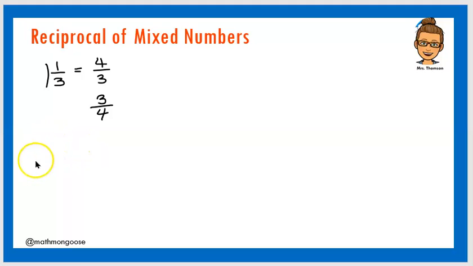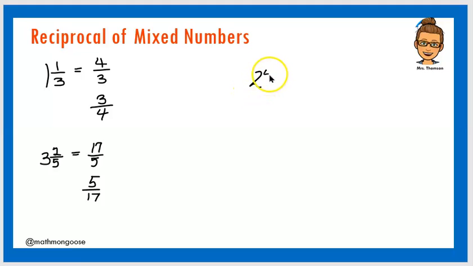All right, let's take a look at another example. Let's take 3 2/5. So we have the mixed number 3 2/5, and we want to find out what is the reciprocal. What we need to do is change this mixed number into an improper fraction, and when we do that, we'll have 17/5, and the reciprocal is going to be 5/17.